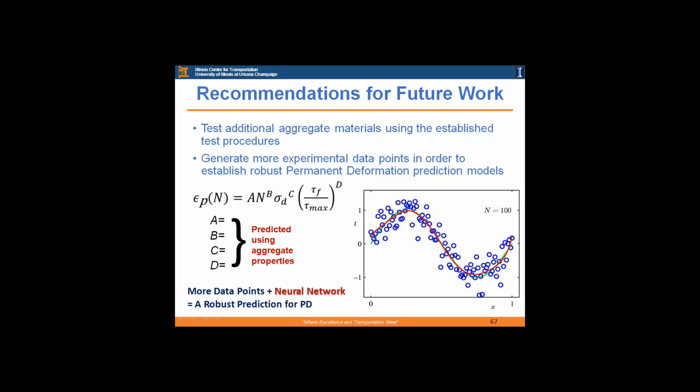If you look at AN to the B with a shear stress ratio to the D only, then you actually also get good correlations. But if you cross out one of these terms, either the deviator stress or the shear stress ratio, you are actually missing something. The reason is that if you have sigma D alone, then you are not accounting for the sigma 3, or your confining pressure.